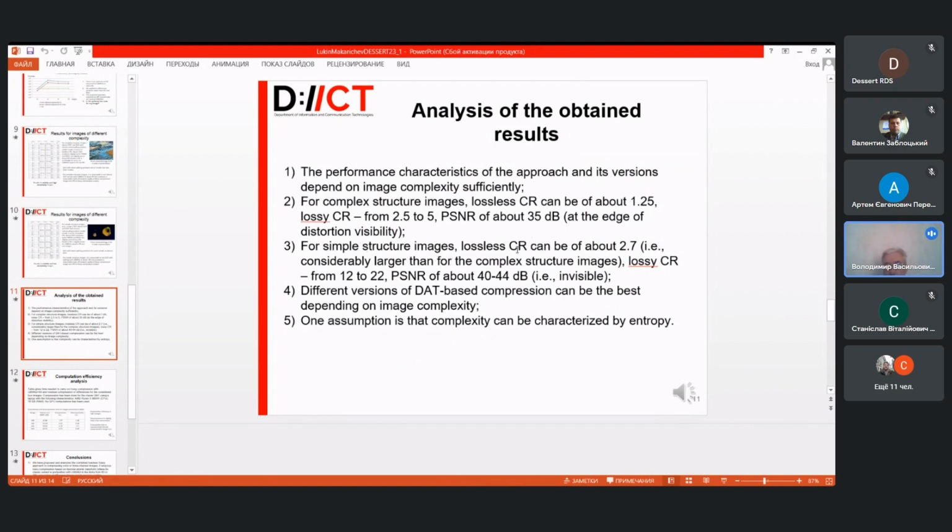Meanwhile, for simple structure images, lossless CR can be up to 2.7. That is considerably larger than for complex structure images. Lossy CR can be about 15-20, and PSNR is about 42 dB. That is, introduced distortions are invisible. In the future, we would like to design an adaptive method of complexity characterization based on entropy or some other parameter.